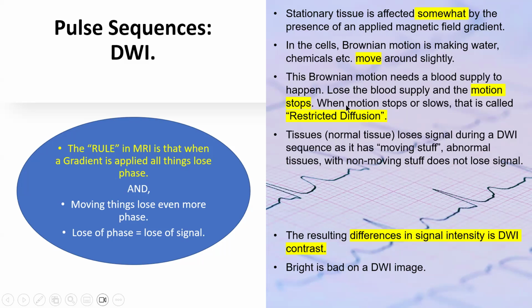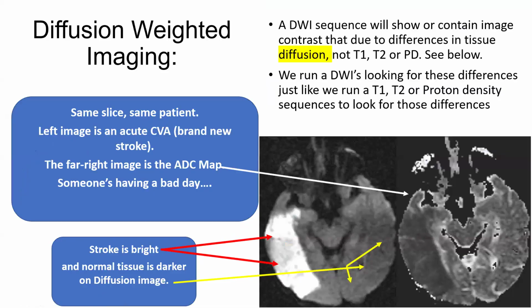So as soon as you see restricted diffusion, you start thinking stroke. Okay, so normal tissues will lose more signal on a DWI because they're moving. Non-moving tissues, stroking stuff, will lose less signal. So you've got something that's bright next to something that's dark.